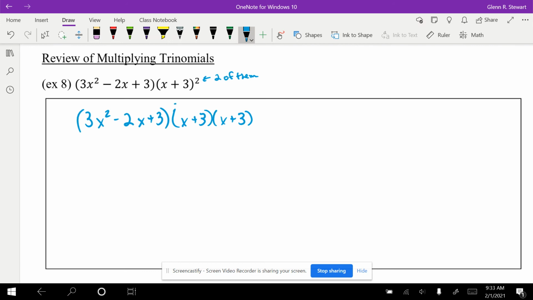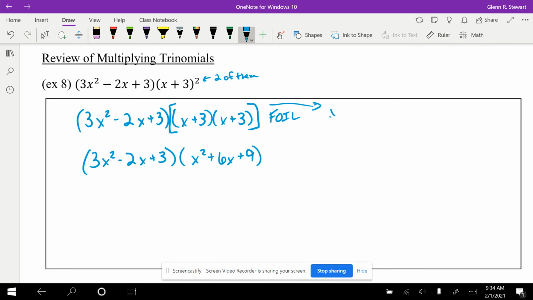I'm actually going to do this a little backwards. I think it's easier. I'm going to multiply the binomials first using the FOIL method. So 3x squared minus 2x plus 3. And then when I do that, I actually end up with x squared plus 6x plus 9. Off to the side here, just showing you how this is done. It would be x squared plus 3x plus 3x plus 9, which would end up then giving you the x squared plus 6x plus 9.